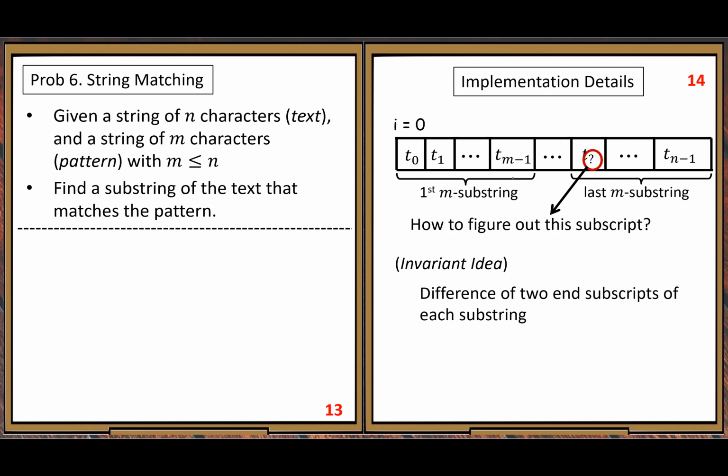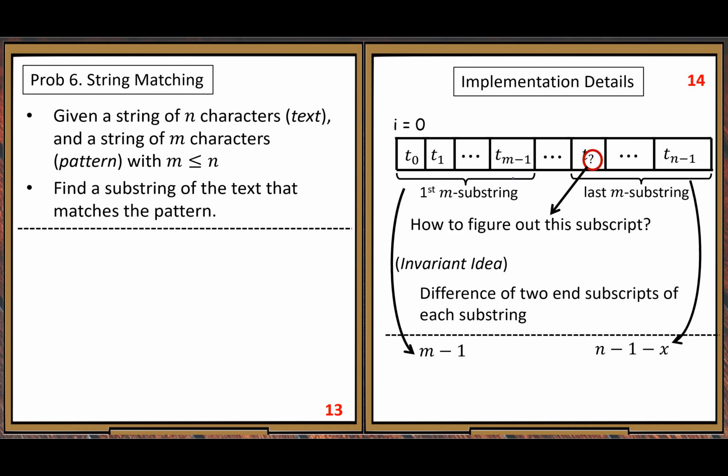Based on that observation, that invariant, we can set up a simple equation. For the first substring, let's take the difference: rightmost subscript n minus 1, leftmost minus 0. For the last substring, rightmost n minus 1, leftmost, let's say x, unknown. They must be the same, right? So solving this equation for x, is that easy? x equals n minus n.